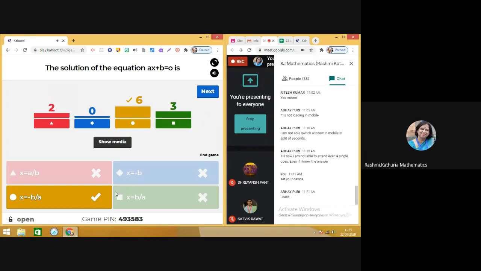So here, many of you have not answered this question. The solution of the equation AX plus B equal to 0. So AX plus B equal to 0 means AX is equal to minus B. So what is X? X is equal to minus B upon A. It's a general solution. That's wonderful. Okay, moving on to the next.